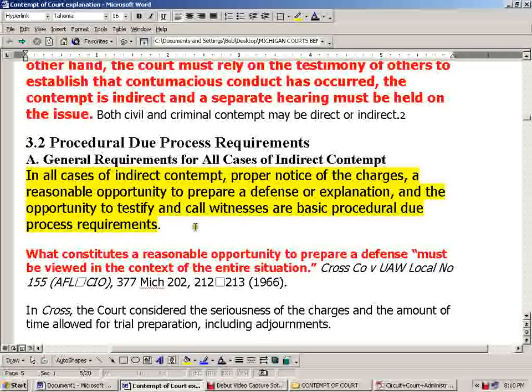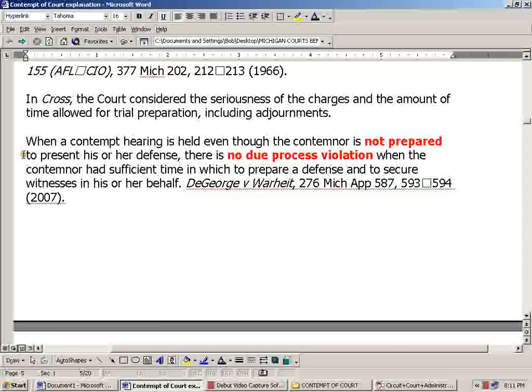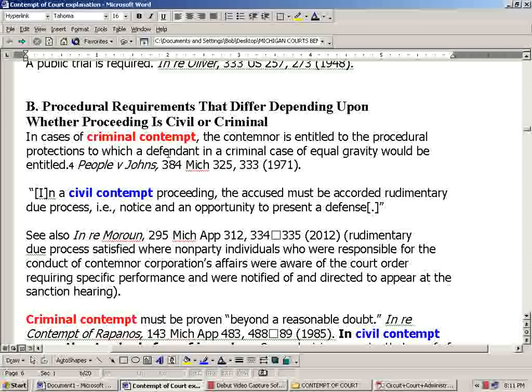Because you've gone there and given them probable cause why the other party should show up in court for a show cause hearing, why they shouldn't be held in contempt of court or charged with a felony or whatever it is. What constitutes a reasonable opportunity to prepare a defense must be viewed in the context of the entire situation. Okay.